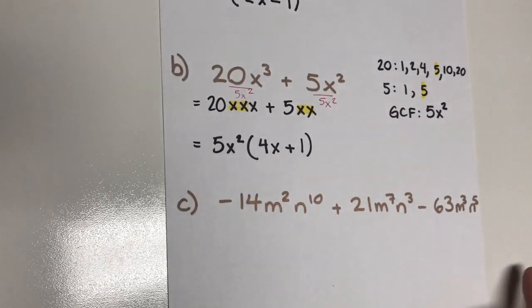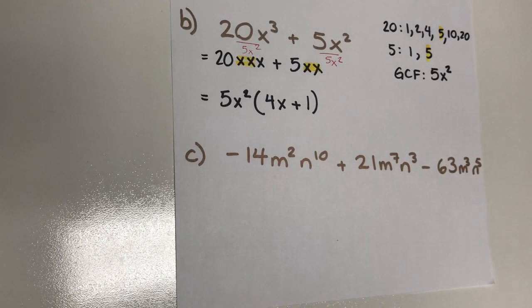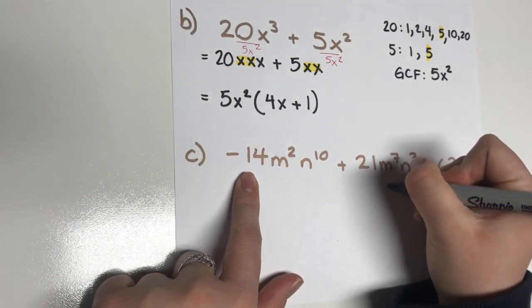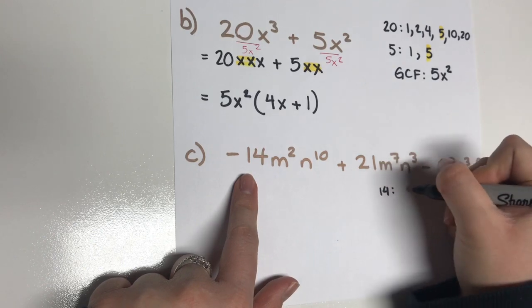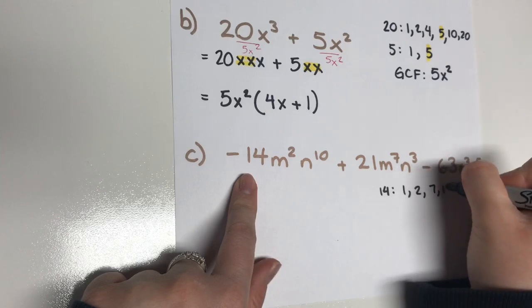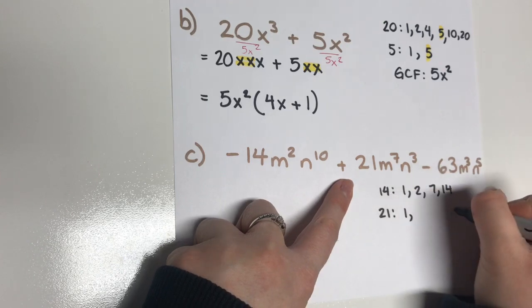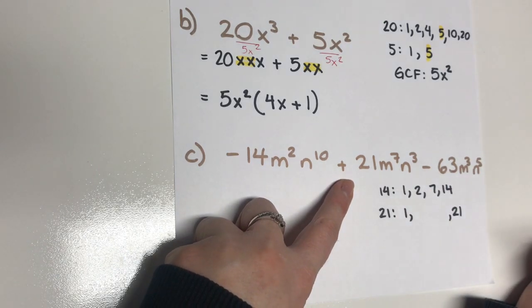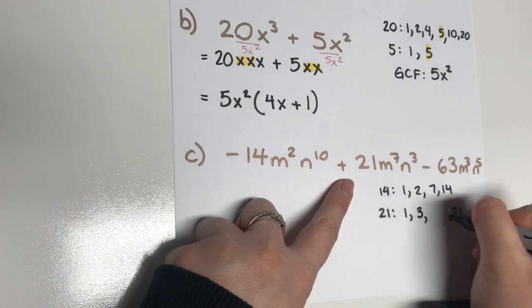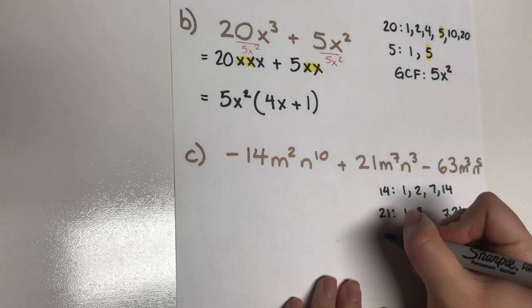The last one looks a bit challenging because it's long, but we're following the same idea. I'm going to start off by listing the factors of my 3 coefficients. So 14, I have at the top, I'm just going to copy the factors, 1, 2, 7, and 14. Factors of 21, 1, because 1 times 21 is 21. 2 doesn't go into it, 3 does, because 3 times 7 is 21. And 4, 5, and 6 don't, so that's it. 63.